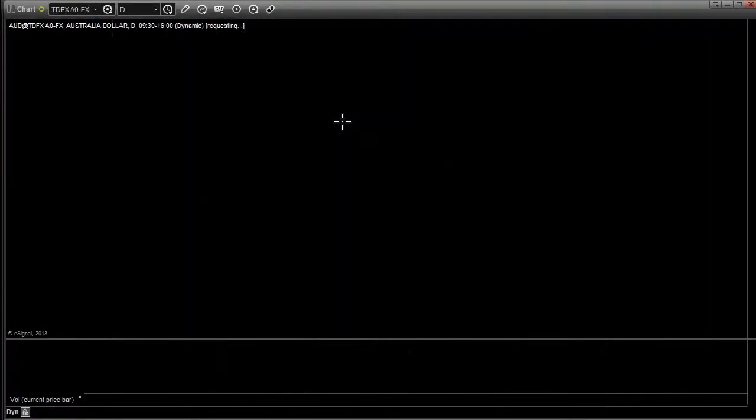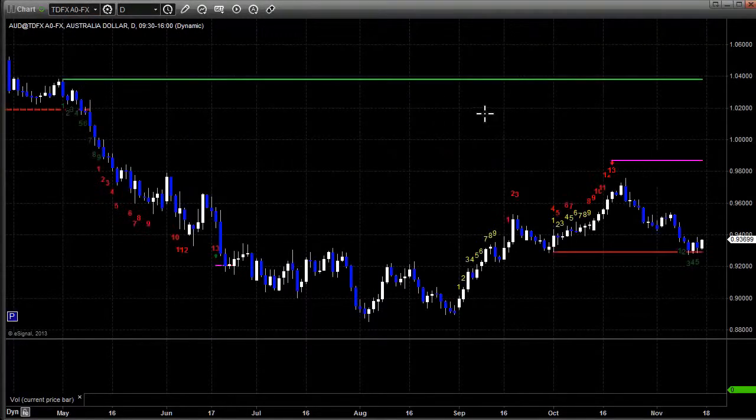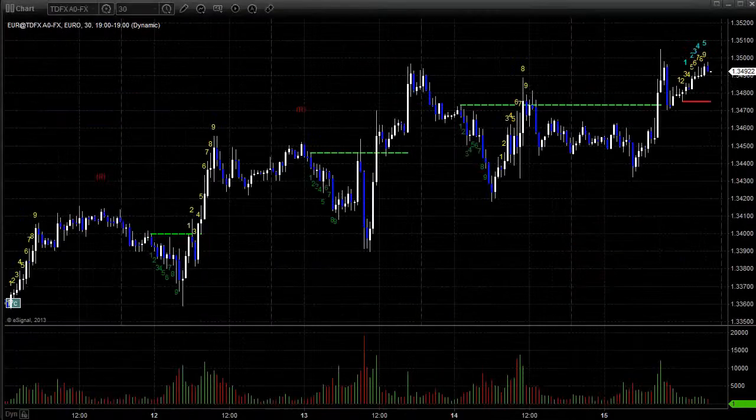And here's a look at the Aussie dollar. This one had a 13 sell signal and did a perfect retracement down to the last static trend line, which is the red line right here off of that move. So pretty interesting action on the Aussie, but overall, I would say we're in about as neutral a location as we can be on just about all of these pairs.